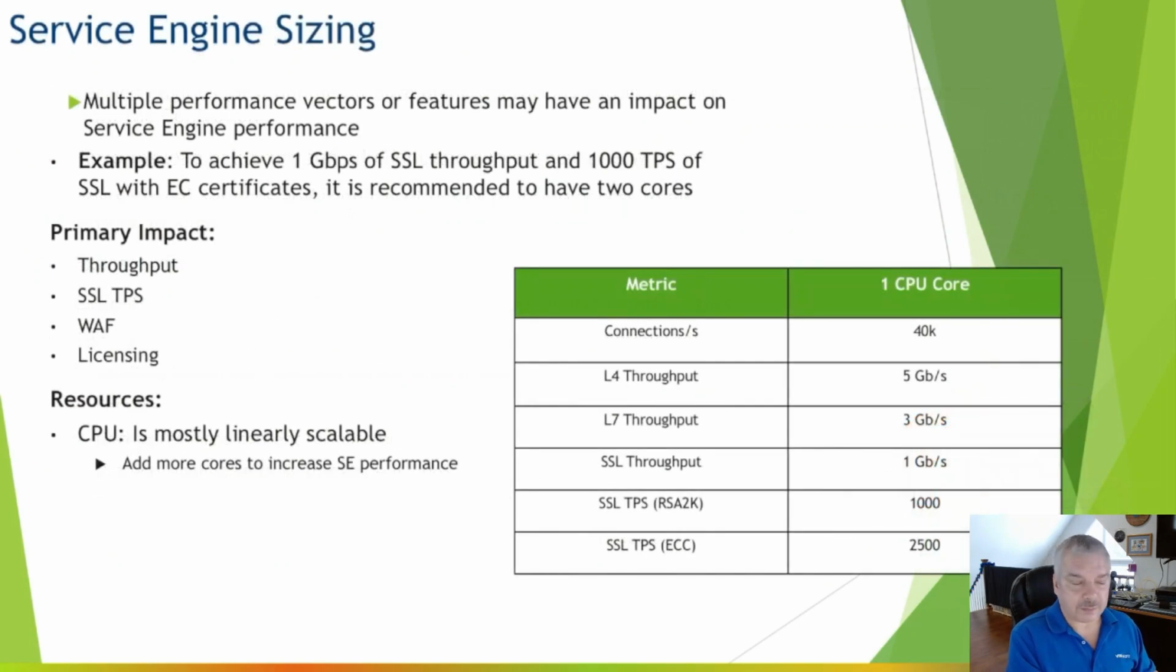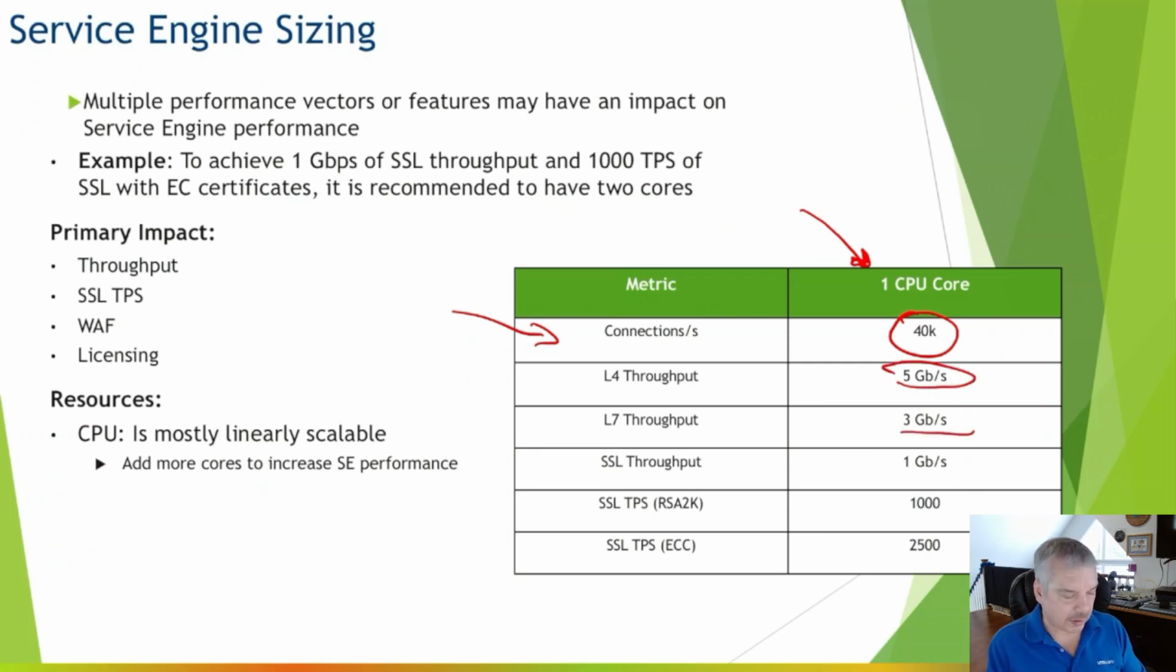Service engine sizing. Okay, so here they kind of give you a guideline. It says metric connections per second. So one CPU core can typically handle about 40,000 connections per second. Layer 4 throughput, again, about 5 gigabits. Layer 7, that's your application, 3 gigabits per second. SSL throughput, about 1 gigabit per second. SSL transactions per second with RSA, about 1,000. SSL transactions with elliptical curve, about 2,500, right?